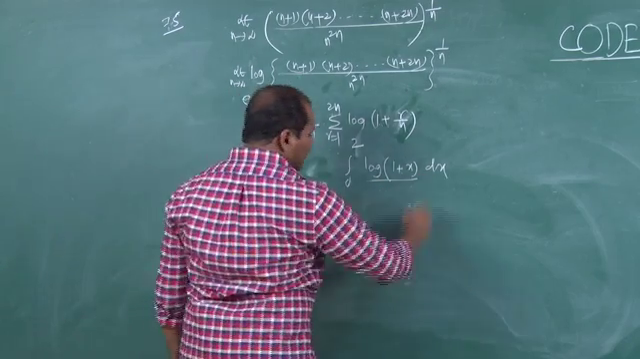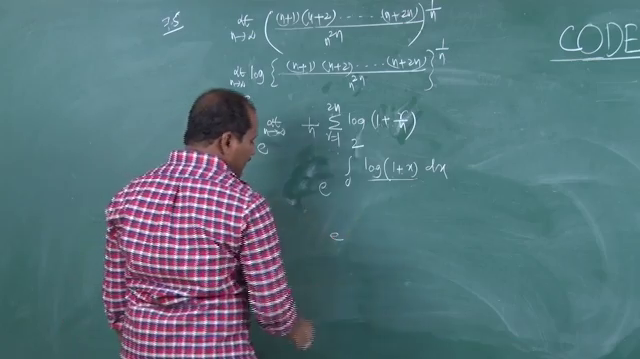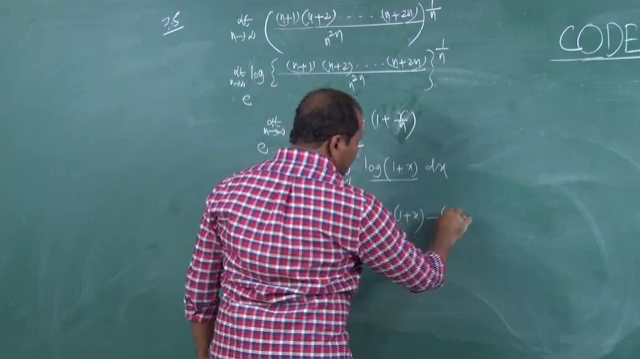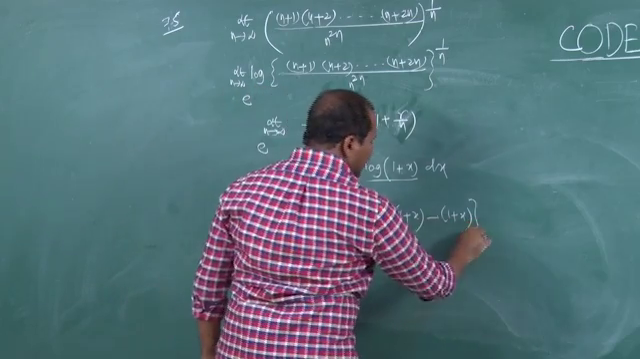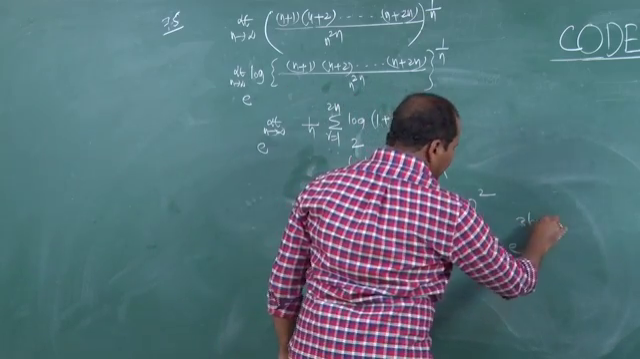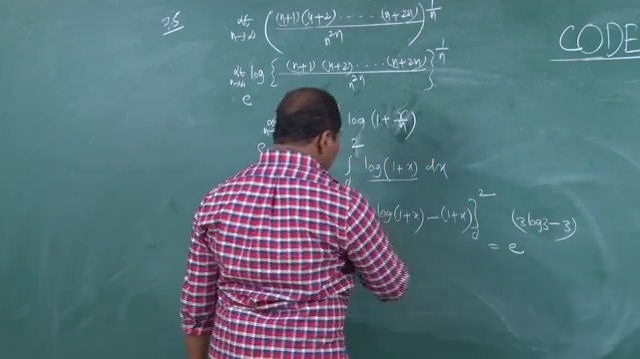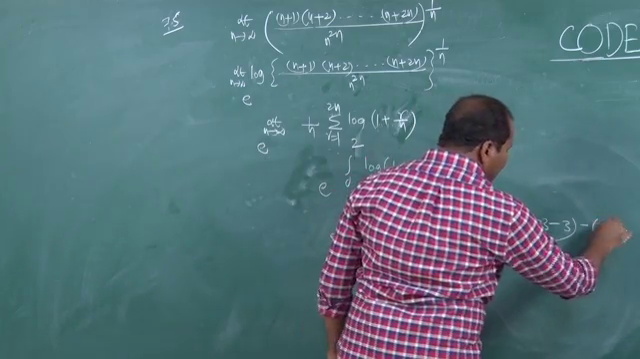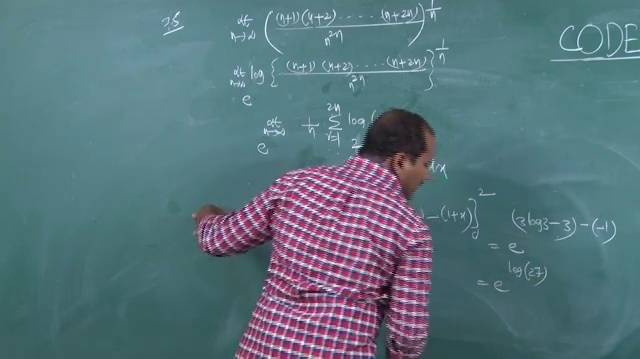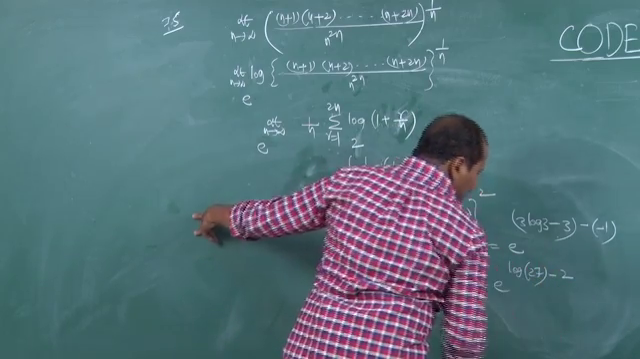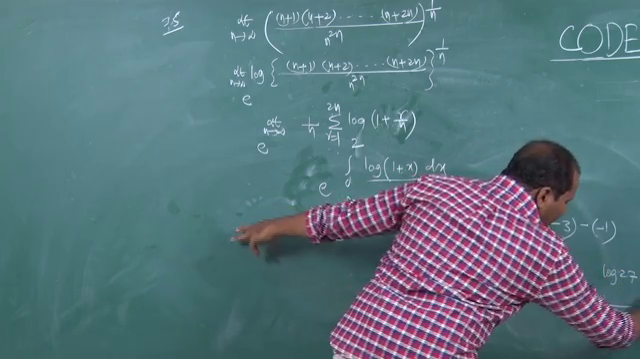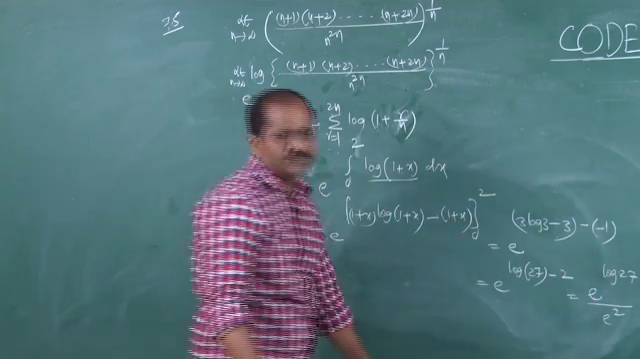To find the integration of log of (1 plus x), it will be e power of [(1 plus x) into log of (1 plus x) minus (1 plus x)] between the limits 0 to 2, and the answer is e power [3 log 3 minus 3 minus the lower limit, this total term is 0 minus 1], that is equal to e power [log 27 minus 3 plus 1 minus 2], that is equal to e power log 27 by e square, and the answer is 27 by e square.